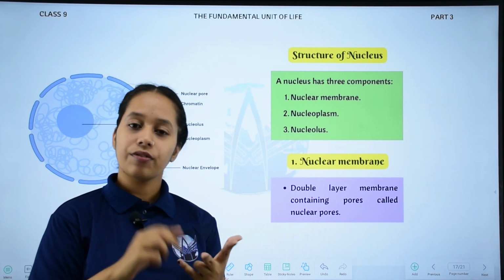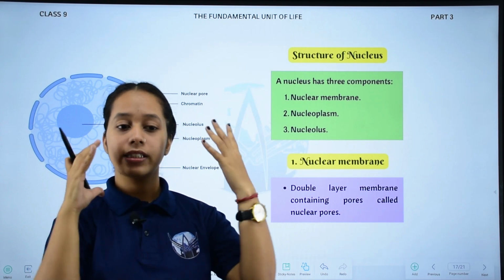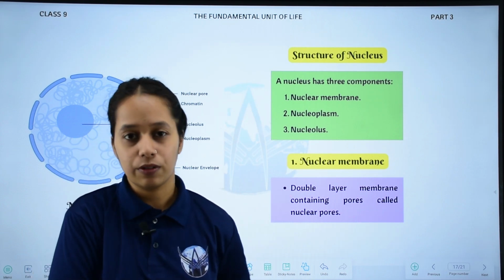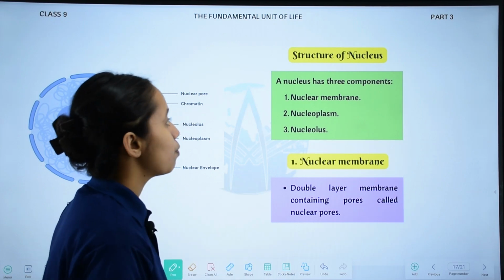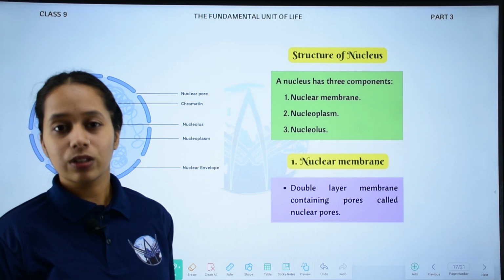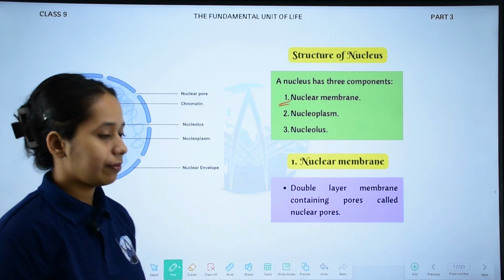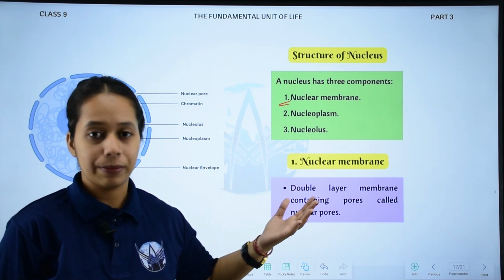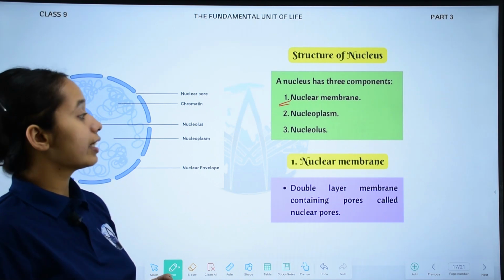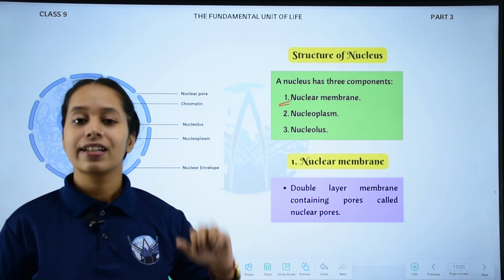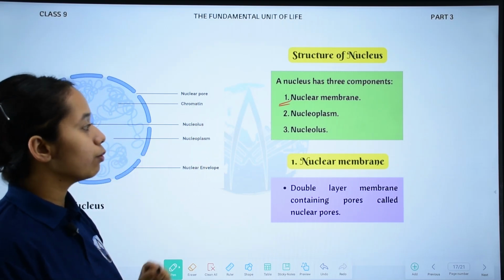So these three features along with many more make up the cell. What is a nucleus made up of? What is there inside the nucleus? There are three important components of the nucleus. Number one, we have the nuclear membrane. Number two, we have the nucleoplasm, and number three, we have the nucleolus. A nucleus has a nuclear membrane, nucleoplasm and nucleolus.